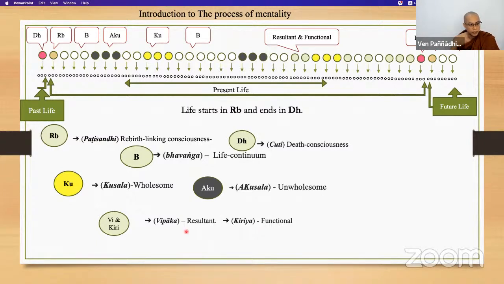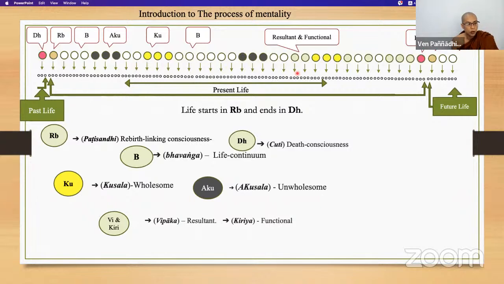So now we can identify akusala, kusala, vipaka, and kiriya. Those not in the wholesome and unwholesome classification are called abyakata: vipaka and kiriya. If we classify into four: akusala, kusala, vipaka, and kiriya, that is unwholesome, wholesome, resultant, and functional. In this way, consciousness arises in our mental process until the death moment comes. In this process, we will explain with more information later.